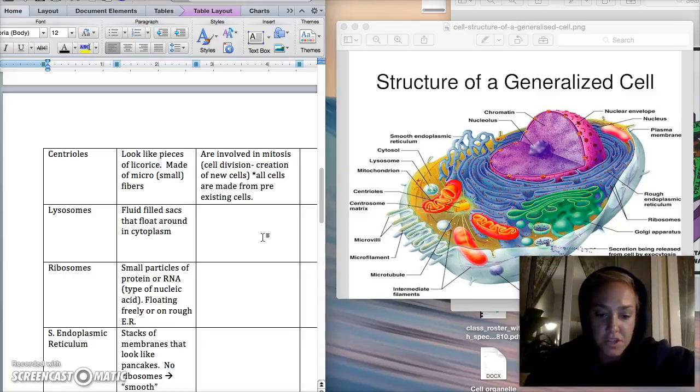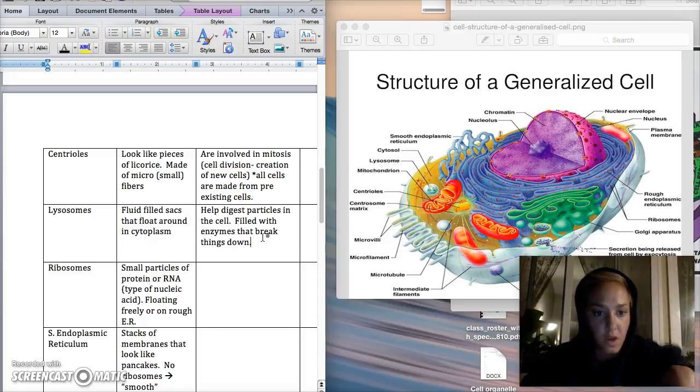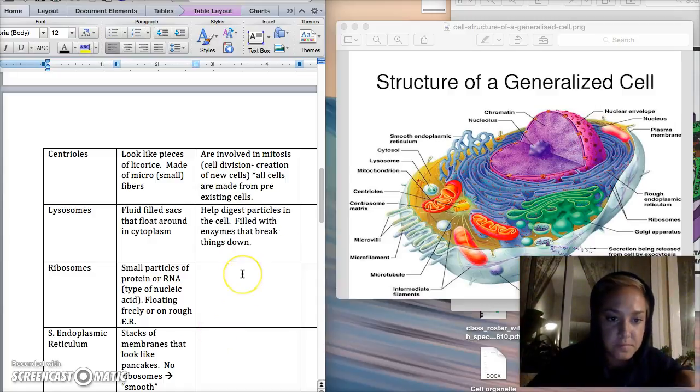Its function is to help digest particles in the cell. Okay, so it's filled with enzymes that break things down. Okay, cool. Almost there.